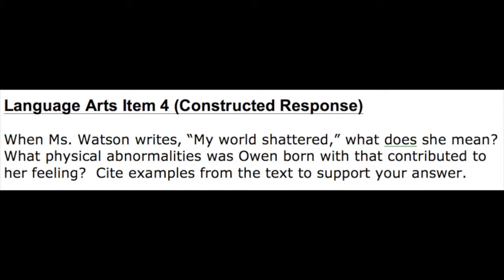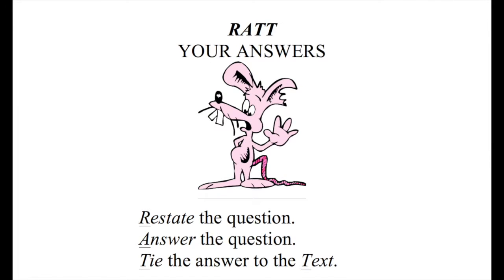What physical abnormalities was Owen born with that contributed to her feeling? Cite examples. Again, examples is plural, so you need more than one. Cite examples from the text to support your answer. Again, we're going to be using the RAT strategy to help us answer this. You need to restate that question, you need to answer the question, and then provide 2 examples.